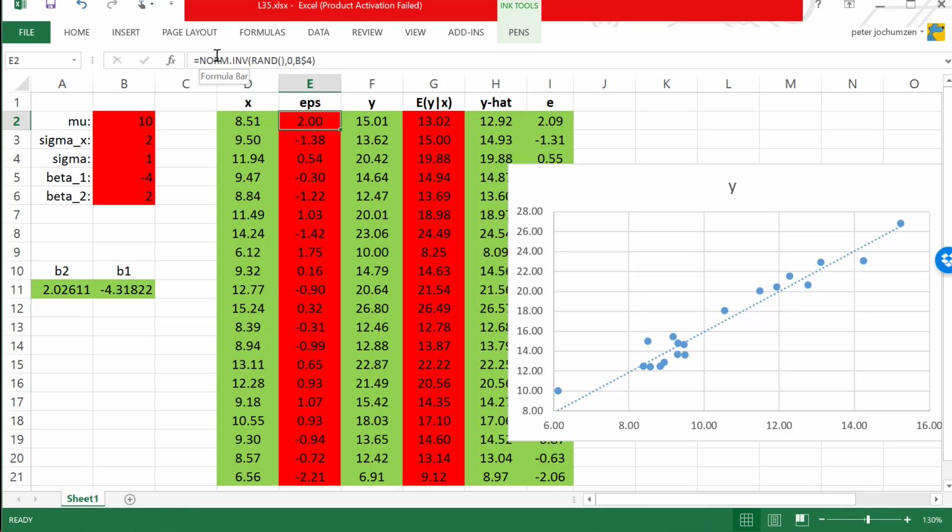I simulate from the normal. I have an expected value 0, so they are exogenous. And the standard deviation for every error term is in cell B4, so 1 in this case. So they are all homoscedastic, normal, and we have an exogenous X variable. I have simulated with an intercept of -4 and a slope of 2. Beta 2 is 2.